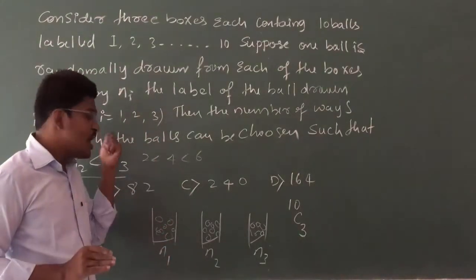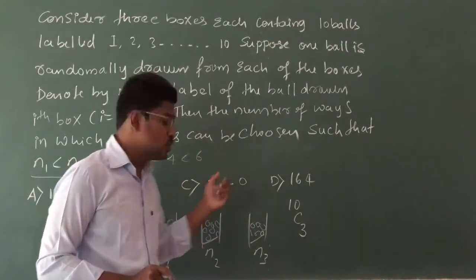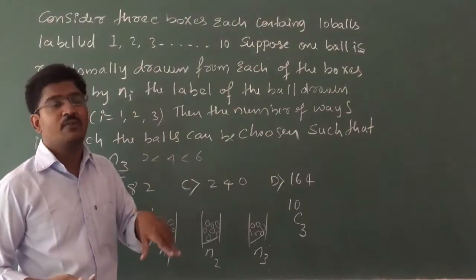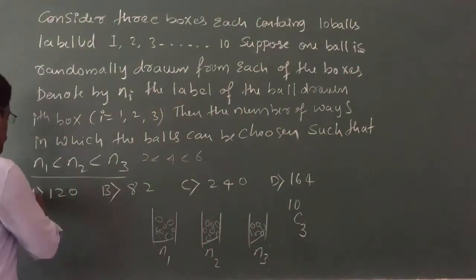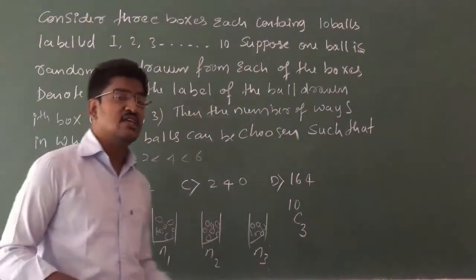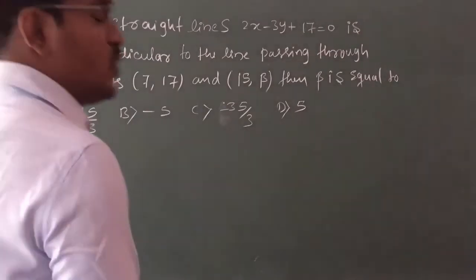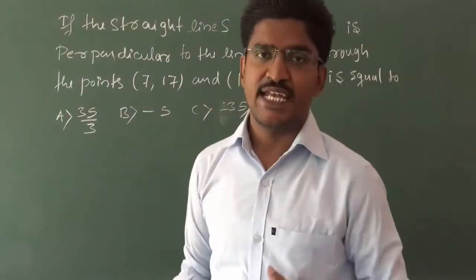So, here you have 10 C1, here you have 10 C1, again here you have 10 C1. So you are taking totally 3 balls out of 10 every time. So that will be 10 C3. So the answer will be 120. 10 C3 is nothing but 120. Clear? Okay students. So now next let us go for the next question, that is from straight lines.